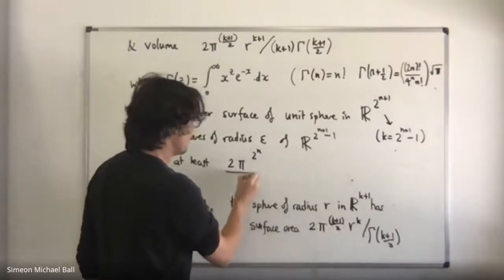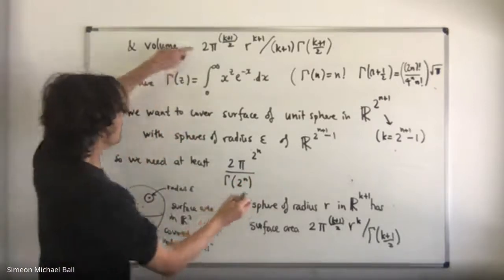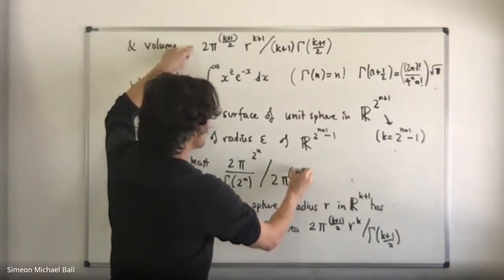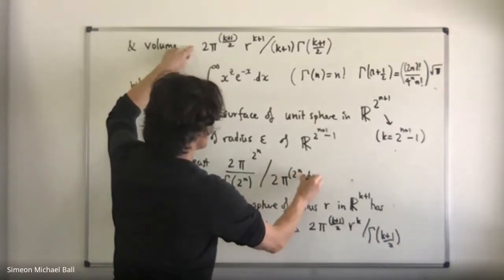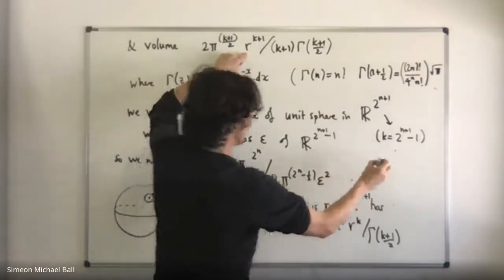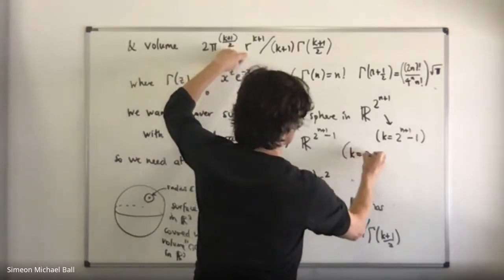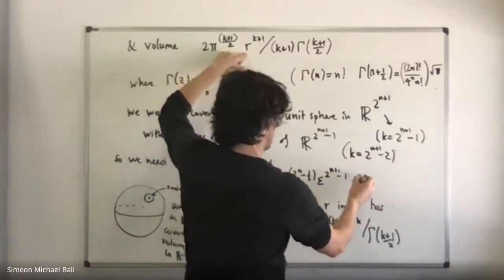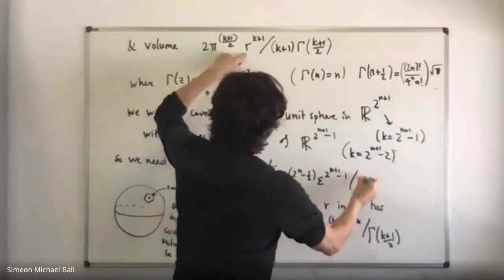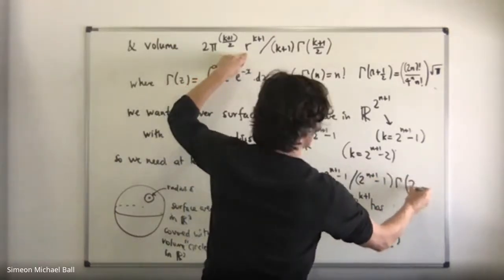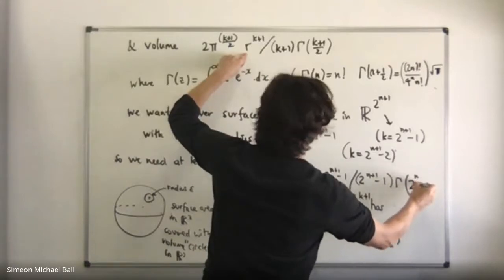R is 1 divided by pi of 2 to the n. And we're going to divide that by this thing, 2 pi to the n minus a half, epsilon to the 2. So here now we've got, this will be k is 2 to the n plus 1 minus 2. So this is 2 to the n plus 1 minus 1. That's divided by 2 to the n plus 1 minus 1 times pi 2 to the n minus a half.